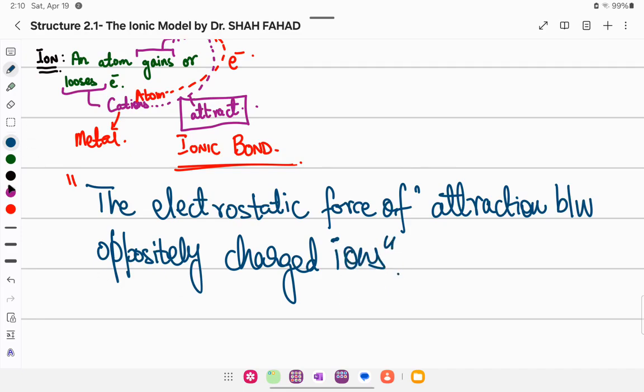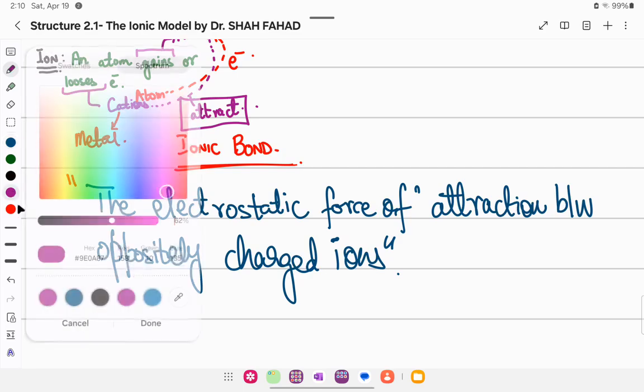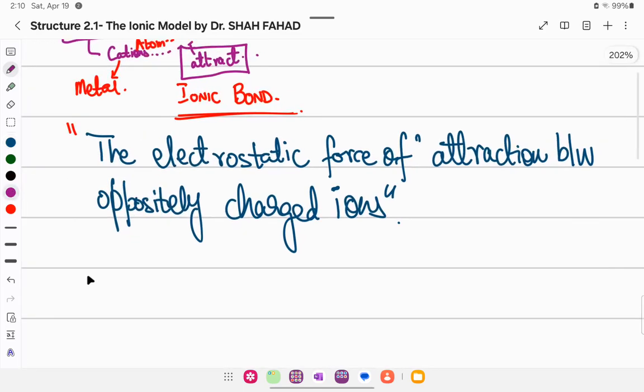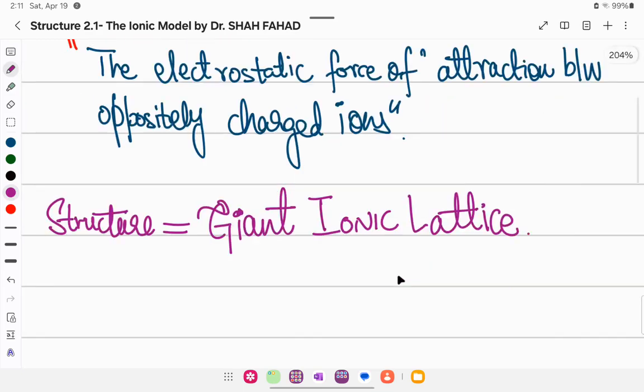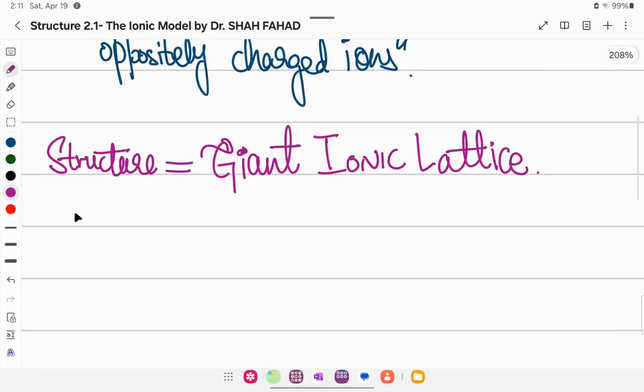And what sort of structure do ionic compounds generally have? The structure is referred to as a giant ionic lattice. It's called a giant ionic lattice because it is a giant structure. Now, what is a lattice? A lattice is basically a giant arrangement of solid particles.